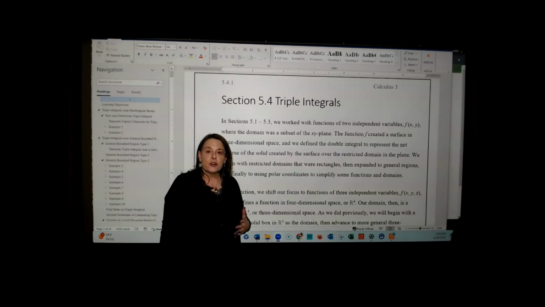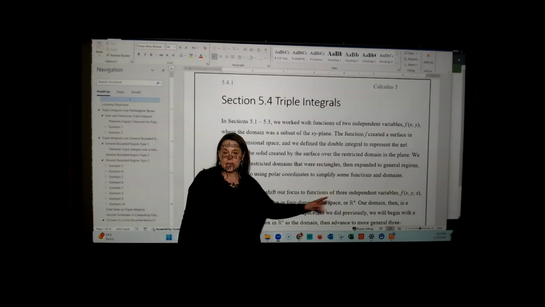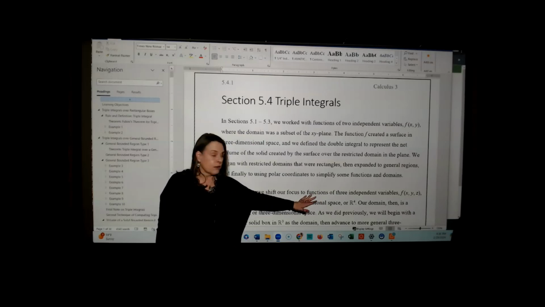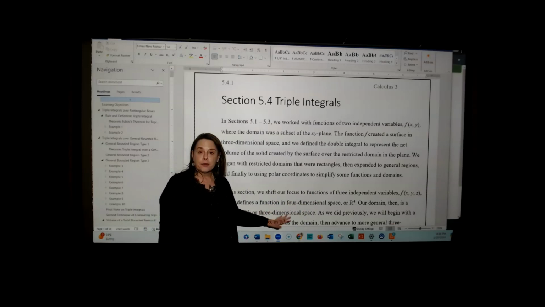We now want to turn our attention to four-dimensional space. We want to look at functions of three independent variables such as x, y, and z. In that case, we're in R4. Our domain then will be some kind of surface out of R3, or three-dimensional space.